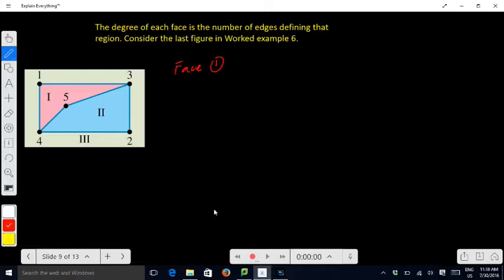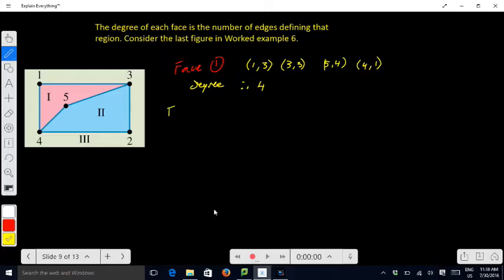So it's defined by the edges 1 to 3, 3 to 5, 5 to 4, and 4 to 1. So its degree would be 4, because there's 4 edges connecting to it or around it.